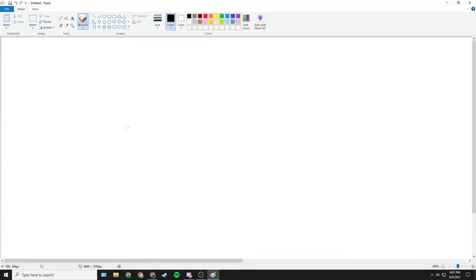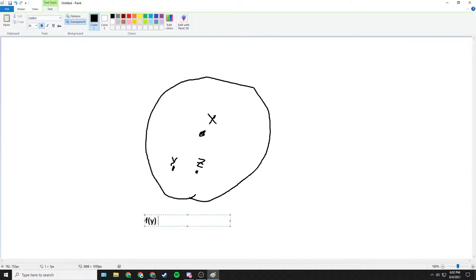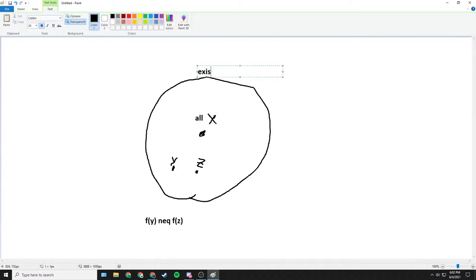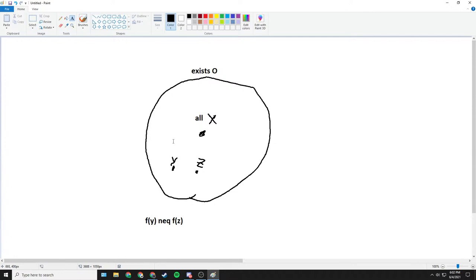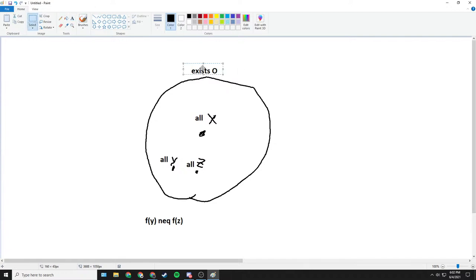Let me just draw a picture in MS Paint. So what I'm trying to say is, you've got a point in space. Let's call this x, and you have some analytic function. This is in the domain. What we want is to find a neighborhood of this point x such that for any points y and z in this neighborhood, the values f of y and f of z are not equal. So we want to say for all x there exists a neighborhood O, such that for all y and all z, we get this thing. Something like that. That's kind of what we want to say.